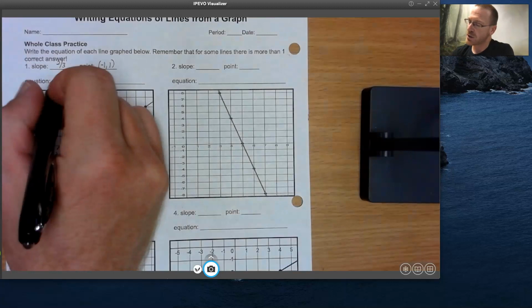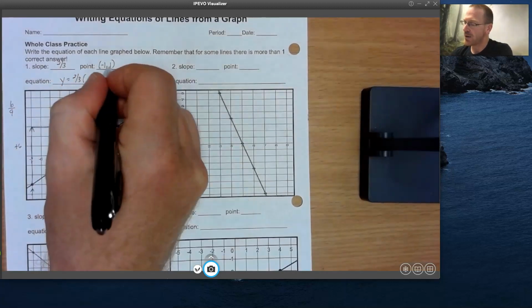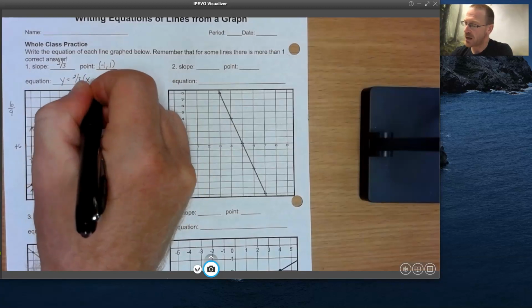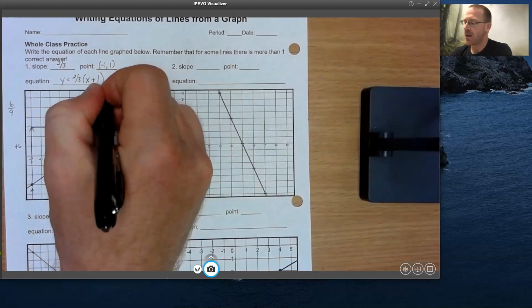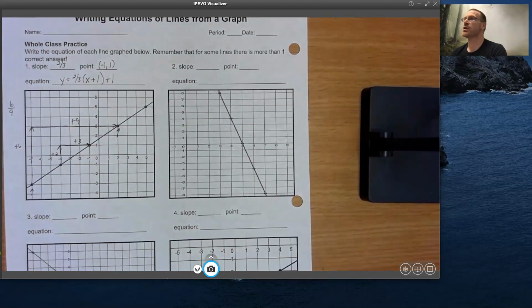And so if I use the slope of 2/3, and I use the point -1, 1, I get y equals 2/3 times the quantity x minus -1, which is a positive, and then plus 1, and there's my equation. And that's it. It really should take you about 30 seconds to 45 seconds to write an equation of a line by the time you find the slope, identify your point, and then write your equation. Okay, so let's look at problem 2 here.